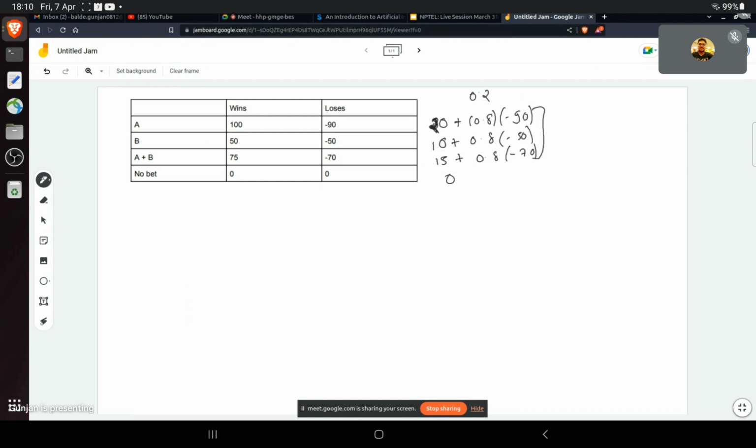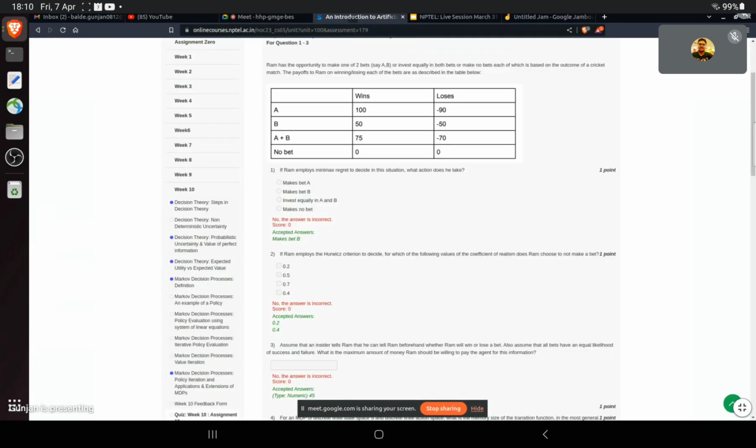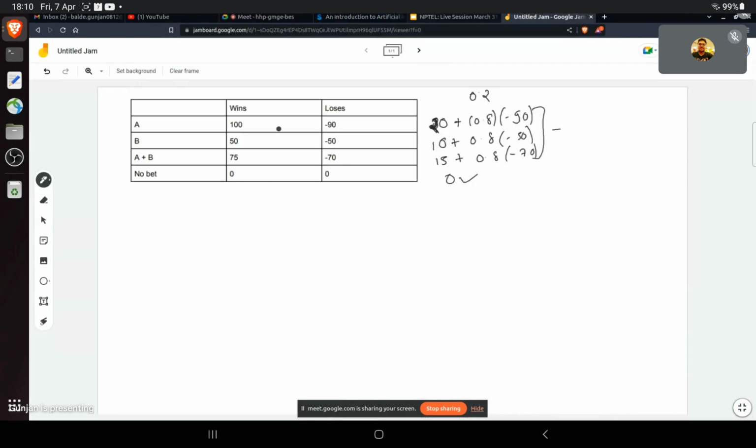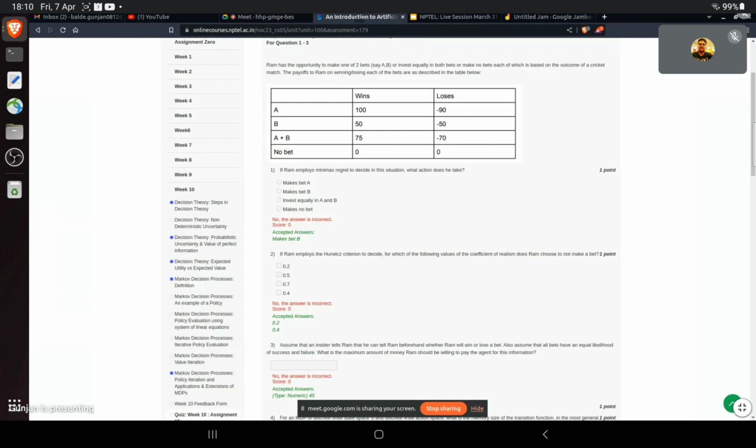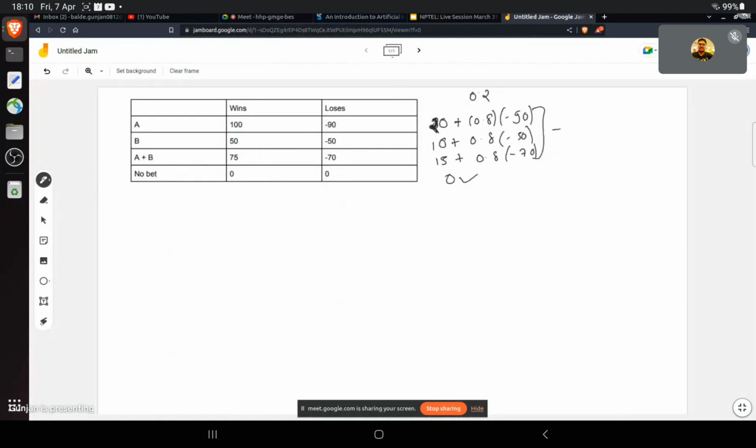So in all the cases here, the value is negative, and this is 0. Since we are doing the coefficient of realism, if alpha is 0.2, we will indeed pick no bet, right? And so 0. For 0.2, it is correct.